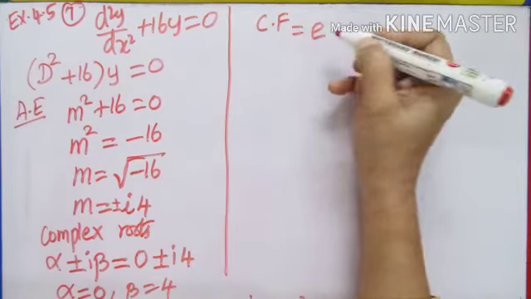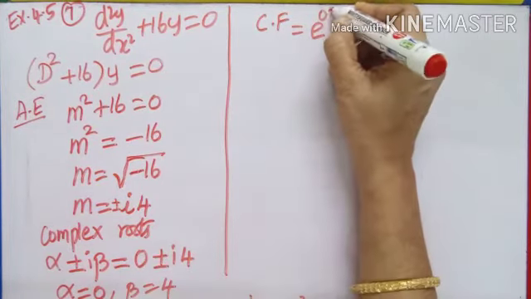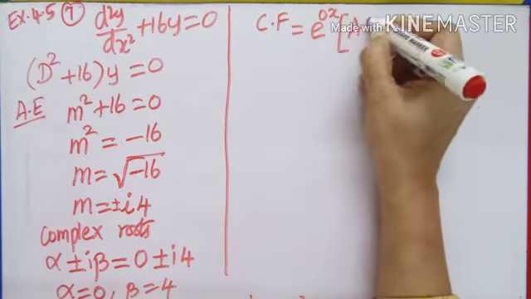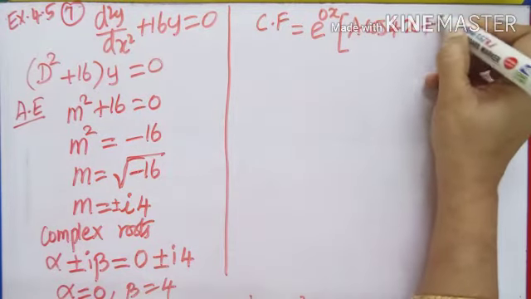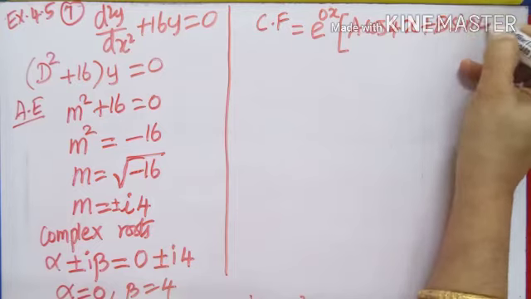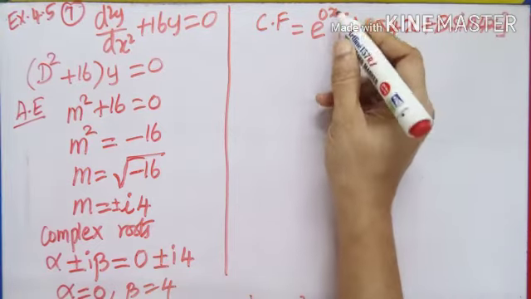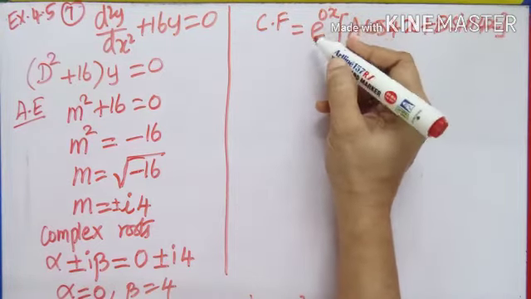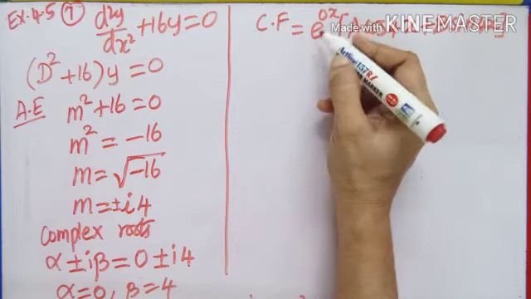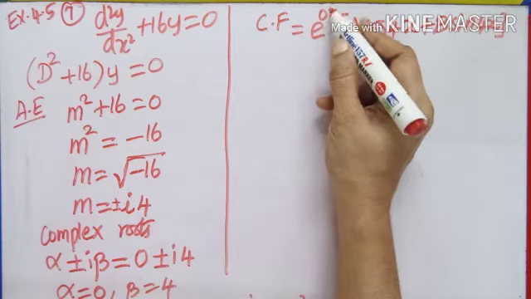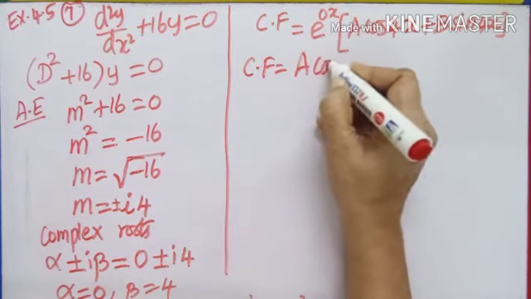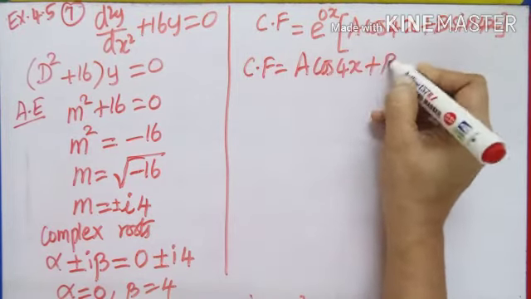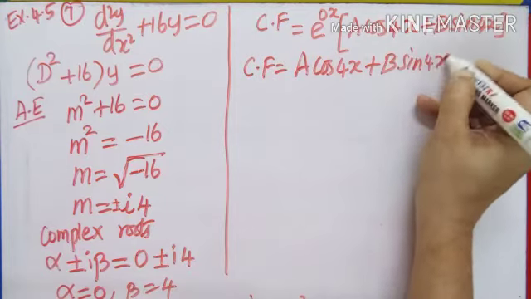e power, what is alpha? 0, x, a cos beta is 4, a cos 4x plus b sin 4x. E power 0, anything power 0 we say 1. So e power 0 is 1, forget it. CF is equal to a cos 4x plus b sin 4x.